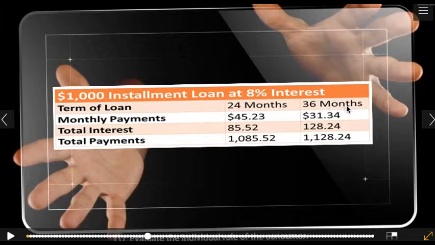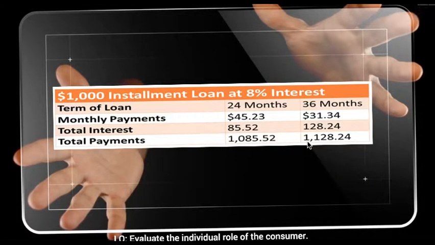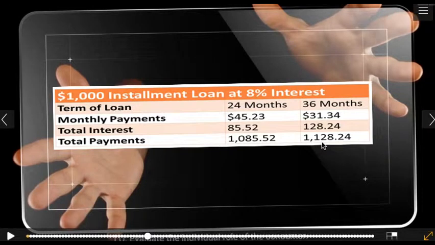Now, on a 36-month loan, or 3 years, the monthly payments would only be $31.34, but you would pay $128.24 in interest for total payments of $1,128.24. So you can see it is more expensive to spread it over 3 years rather than 2, but your monthly payments are lower on the 3-year as compared to the 2-year.